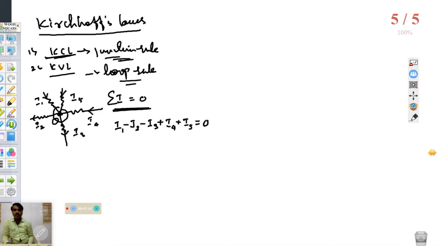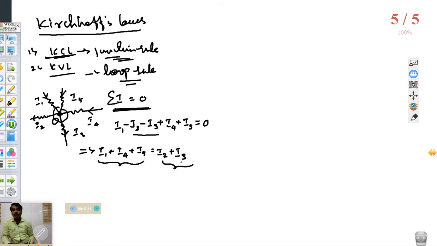Sum of the currents at the junction is 0. Or else, the same sentence we can remodify as: the currents which are entering one side, I1 plus I4 plus I5, is equal to I2 plus I3. The currents which are leaving, we have taken on the other side. So current entering the junction is equal to current leaving the junction.